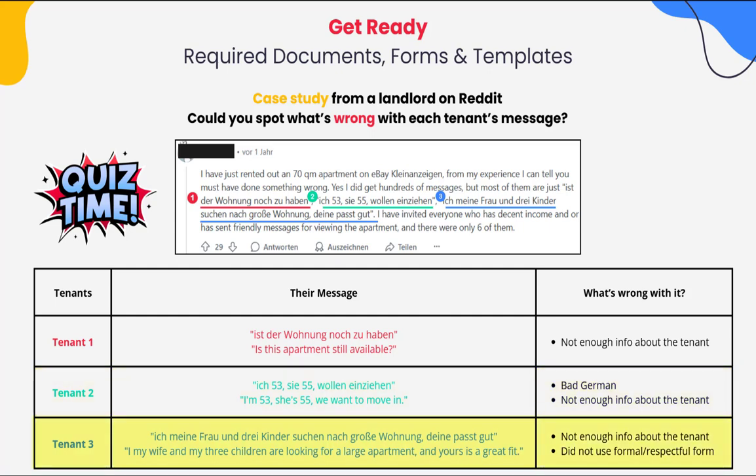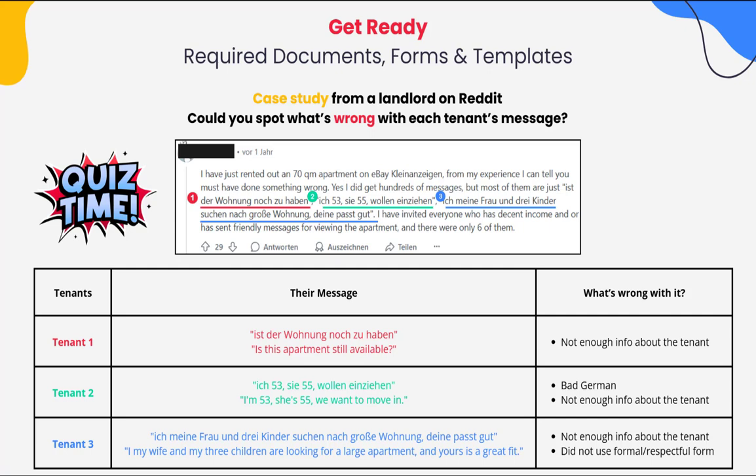Message 3, it's slightly longer, but still not enough information. Plus, the language is too informal. For example, they have used deine, which is the informal yours used with friends or colleagues. For a landlord or a company, they should have used the formal, respectful version in German, ihre.